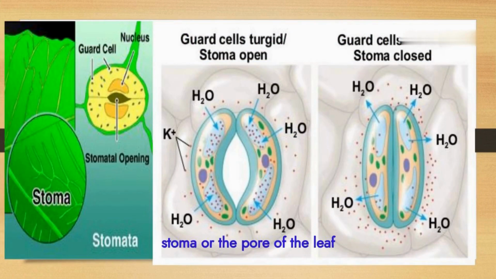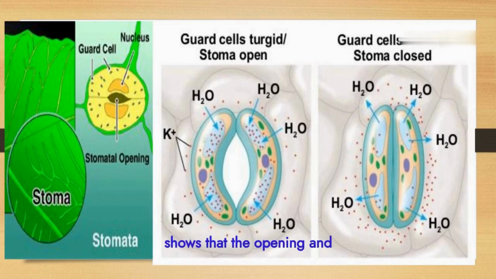The stoma or the pore of the leaf opens and closes depending on the amount of water present in its surrounding guard cells. When water enters the guard cells, they become swollen and move apart from each other, creating an opening called stoma for the exchange of gases. And when there is no water in the guard cells, they shrink and come closer, thereby resulting in the closing of the stoma. When the guard cells are filled with water, they are referred to as turgid, meaning swollen. And when there is no water in the guard cells, they shrink and become flaccid or flat.